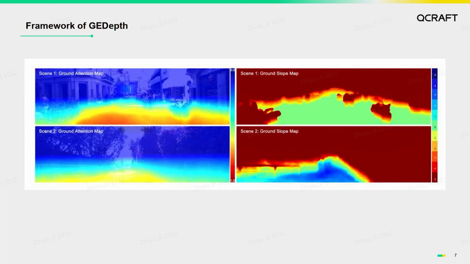This figure shows the visualization of ground attention maps and the ground slope maps of two scenes in the test set of KITTI. It's noteworthy that the ground attention map is learned entirely implicitly, without using extra supervision provided from additional models such as ground segmentation.